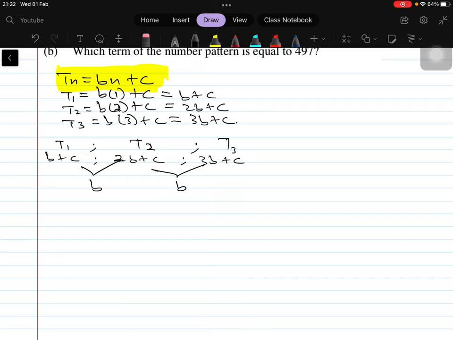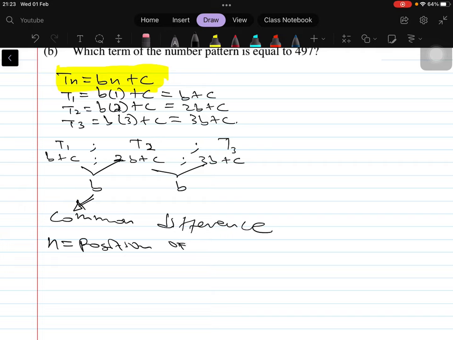The B is the common difference. And then we have n. n means the position of a term. So for instance, we substituted n by 1 to get the position of the first term. That's the position of the first term. Position of the second term here, the third term like that.